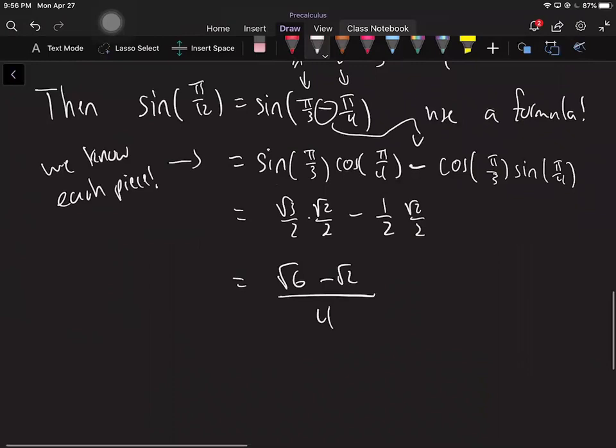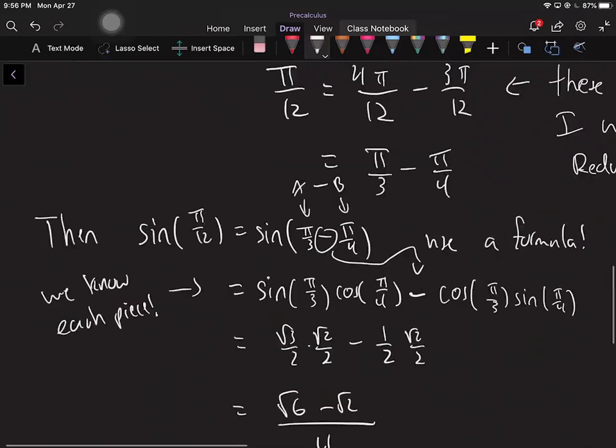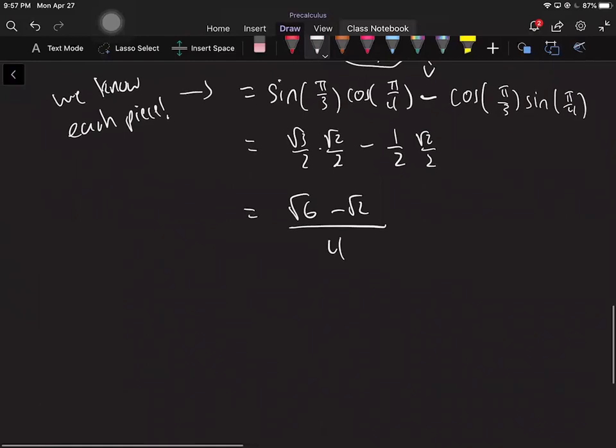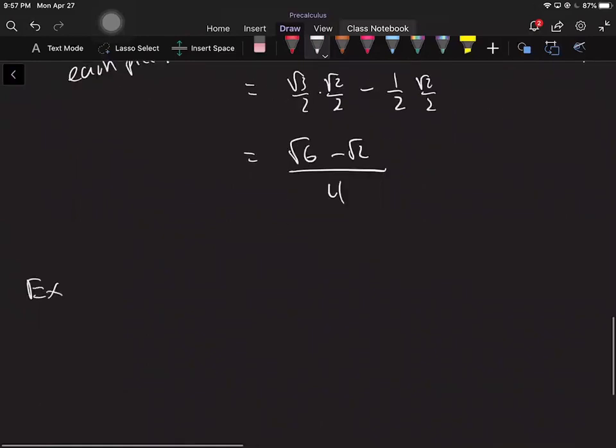Okay, so the main trick to all of these problems is just figuring out that first step of how to break up this angle that you start with. It's always the same other than that. So let's do another one. Find cosine of 5 pi over 12.